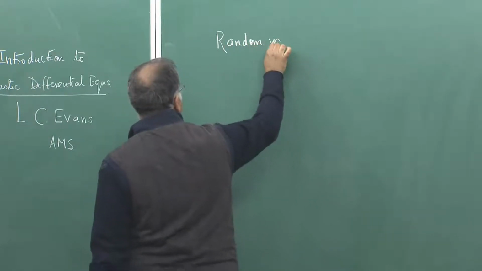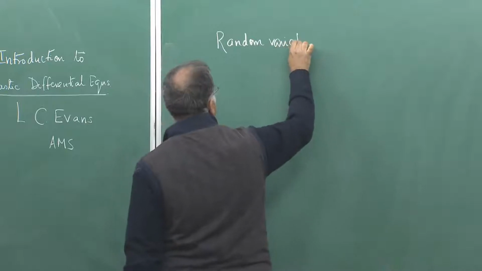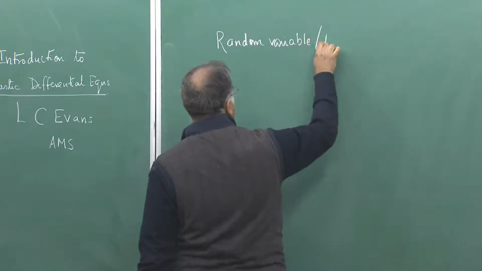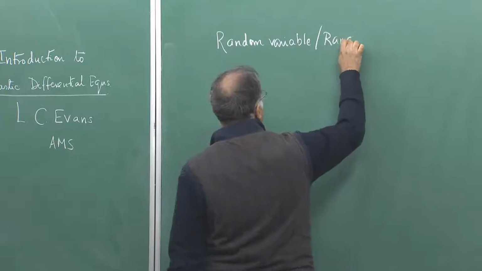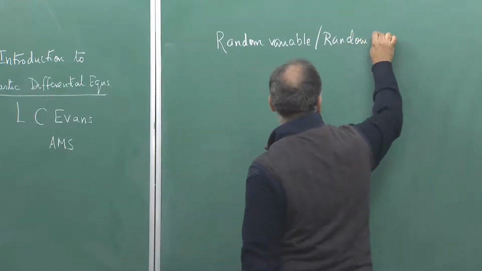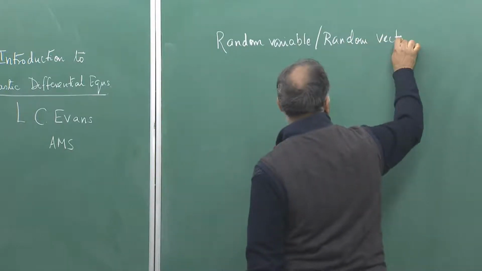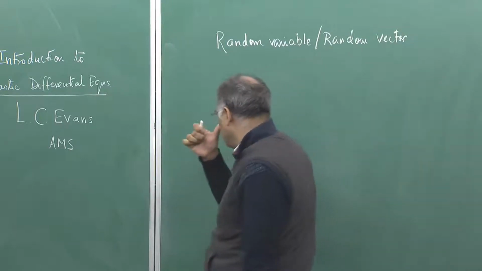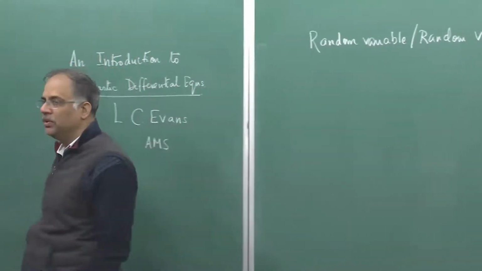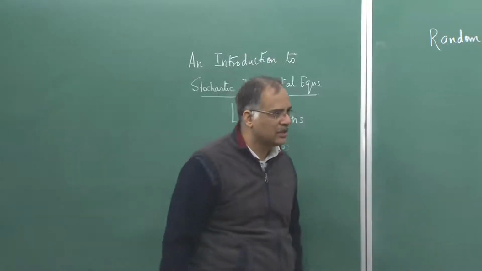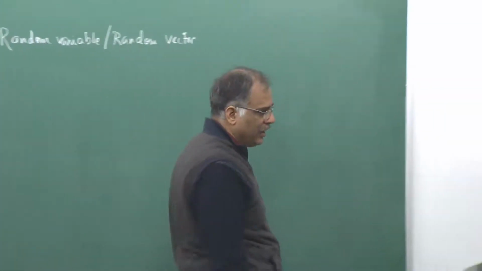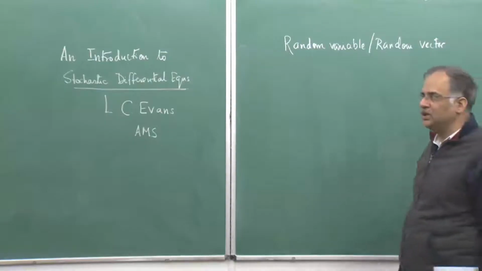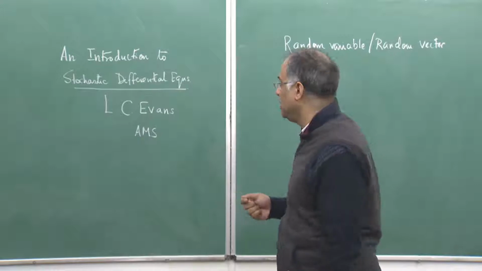Random variable slash random vector. So, we will explain both these concepts. Of course, those of you who have had a basic course in probability would know that random variable itself is a slight misnomer because they are actually functions. But in a standard probability course, you are told that a random variable is nothing but a mapping from a sample space to the real line.